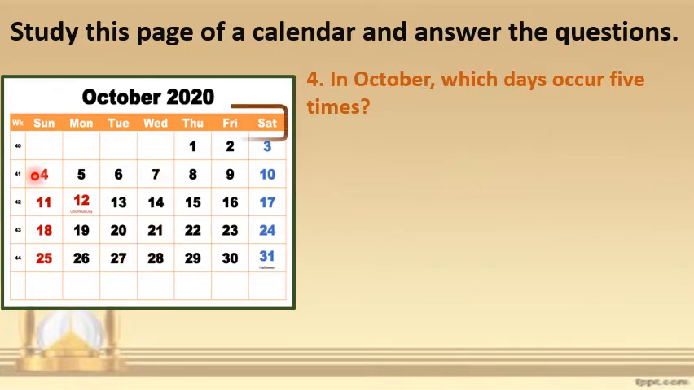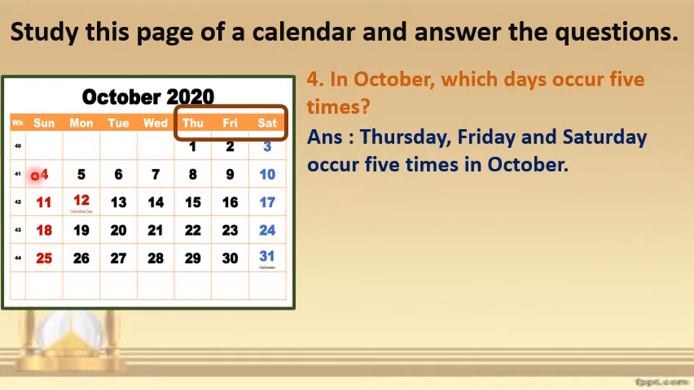So we can write here Thursday, Friday and Saturday occur 5 times in October. These 3 days occur 5 times, isn't it? Because it is of 31 days month.